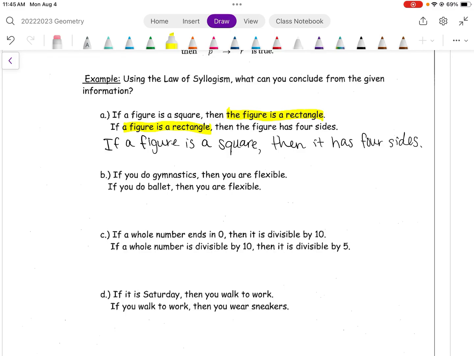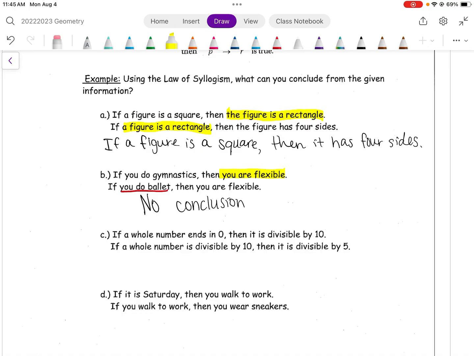If you do gymnastics, then you are flexible. So here's the conclusion of that statement. If you do ballet, then you are flexible. Do you guys notice how those two middle pieces, I call them, do not match? This is not how the law of syllogism works, okay? This is not really a chain of events. Both statements are related to being flexible. However, doing gymnastics and doing ballet are not directly related, okay? So this one would be no conclusion. It's not a true chain of events.